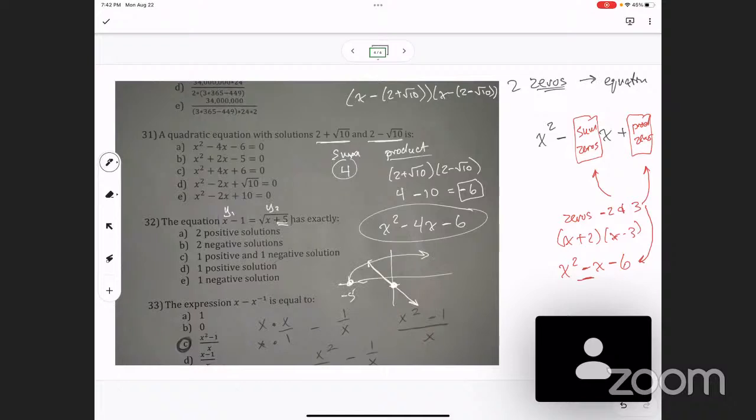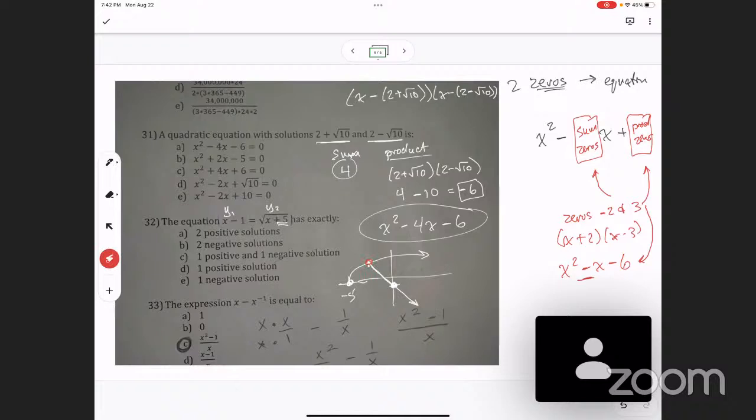So tell me, how many solutions does this have? 1. And is it a positive or a negative solution? What's the x value going to be? Is it going to be a positive number or a negative number? Negative. Can you see that, Abby?